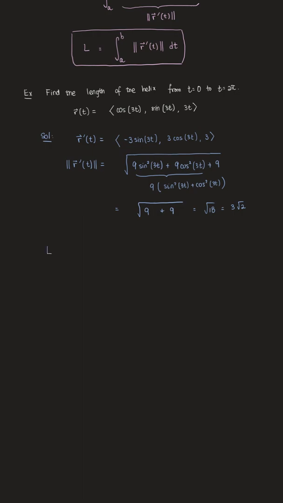Now, to find the length of the helix from 0 to 2 pi, we'll create an integral from 0 to 2 pi, and this is going to be 3 square root of 2 dt. This is just a constant, so when we find the antiderivative, we'll have 3 root 2 times t, and we're going to integrate from 0 to 2 pi. And when t takes the value of 2 pi, we're going to get 6 root 2 pi. And when t is 0, that's just going to be 0. So we have that the length of our helix from t equals 0 to t equals 2 pi is 6 square root of 2 pi units.